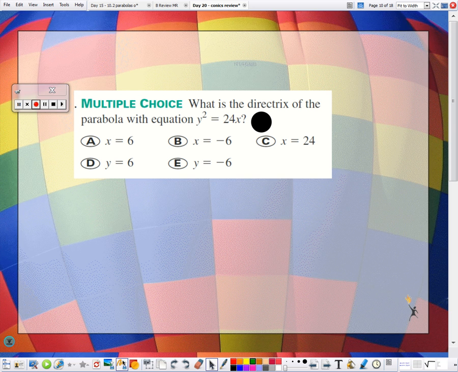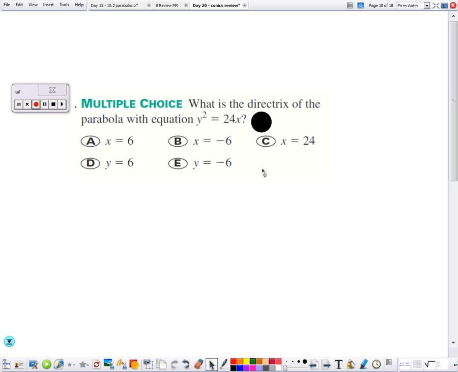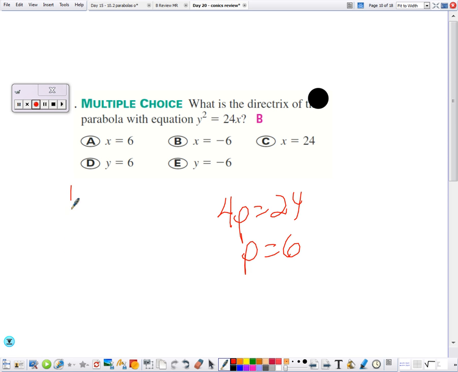What is the directrix? Should get D as your answer. 4p equals 24. So p is 6. Because the x is not squared, it's going to go this way. The directrix is over here at x equals negative 6. You must have the x equals part. It is a vertical line.